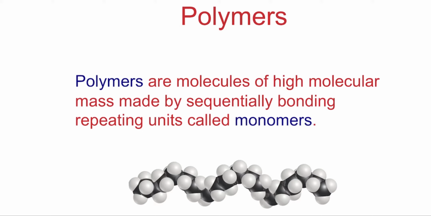So polymers are molecules of very, very high molecular weight, so there's lots and lots of atoms there. And they're made by a special process called polymerization, and that's why it's called a polymer. Poly comes from the word many, okay, so there's many parts to it. And the building block of that polymer is called a monomer.